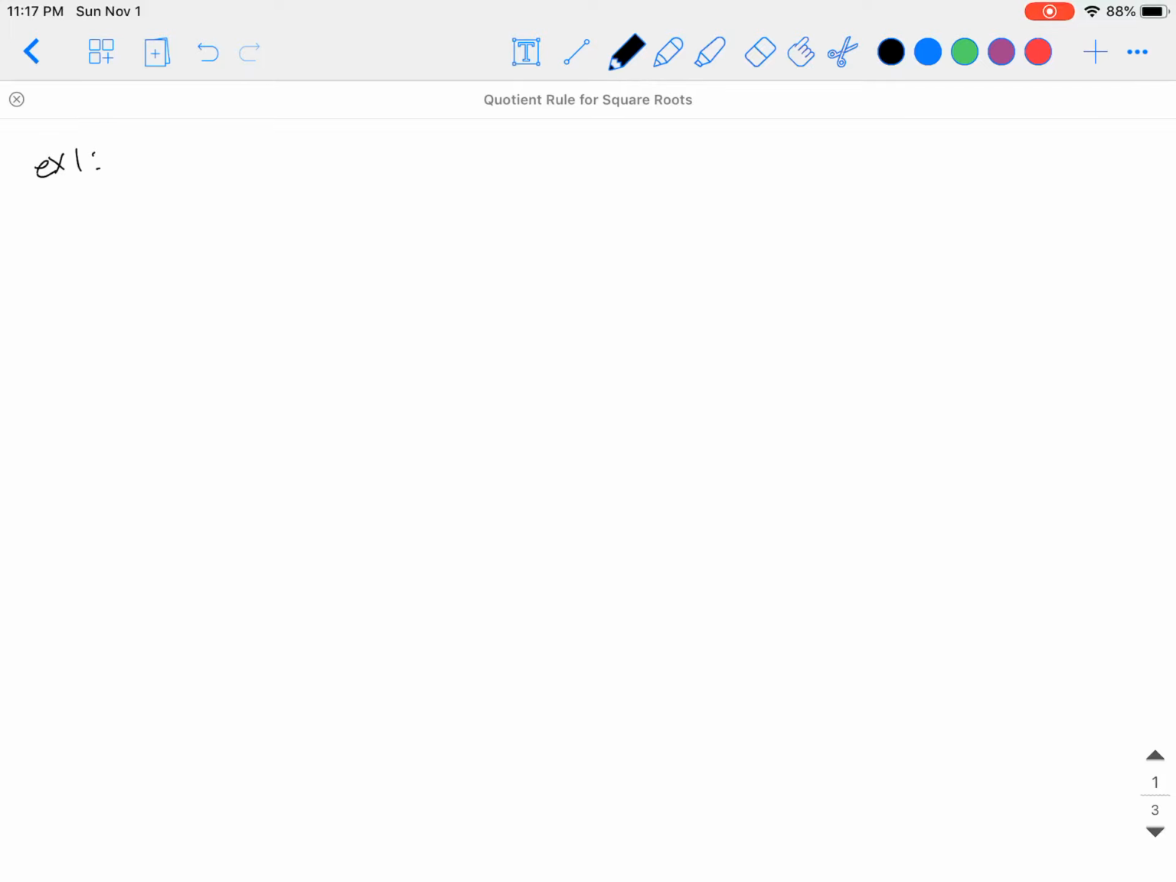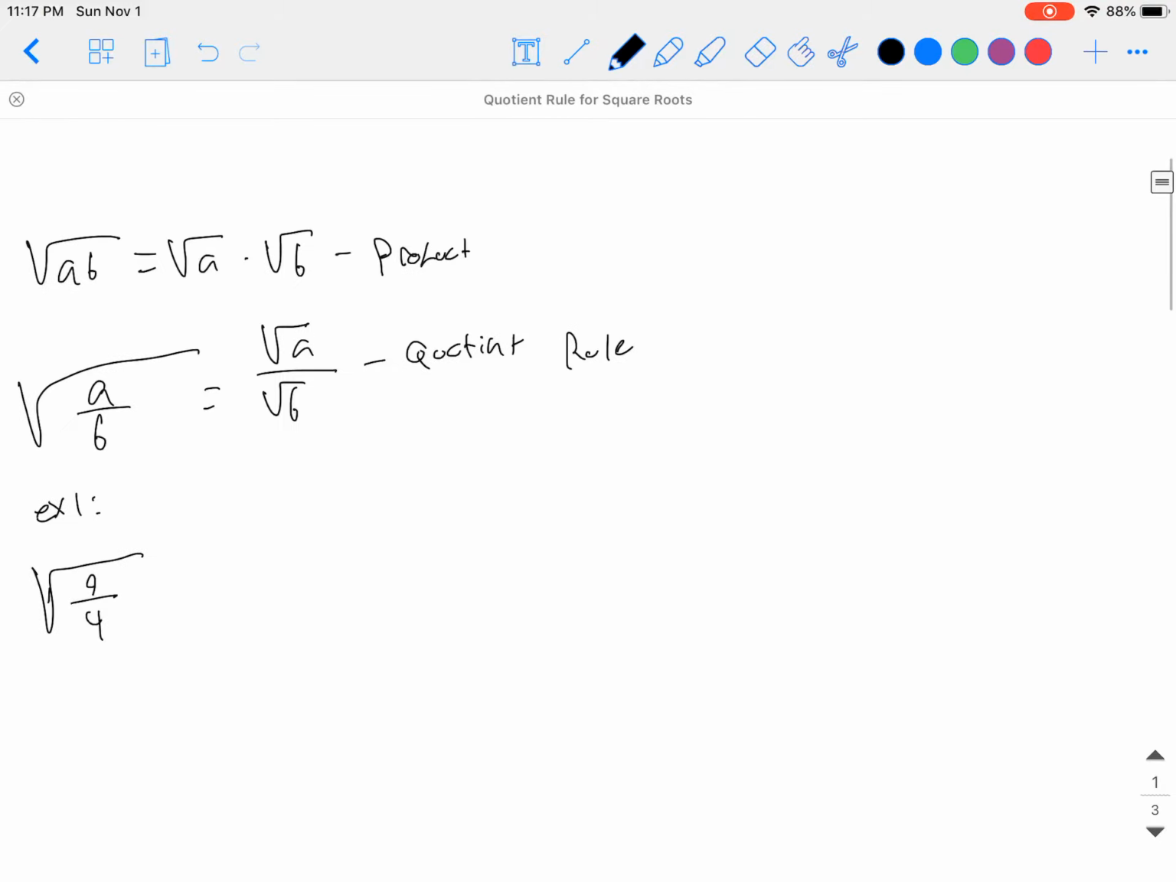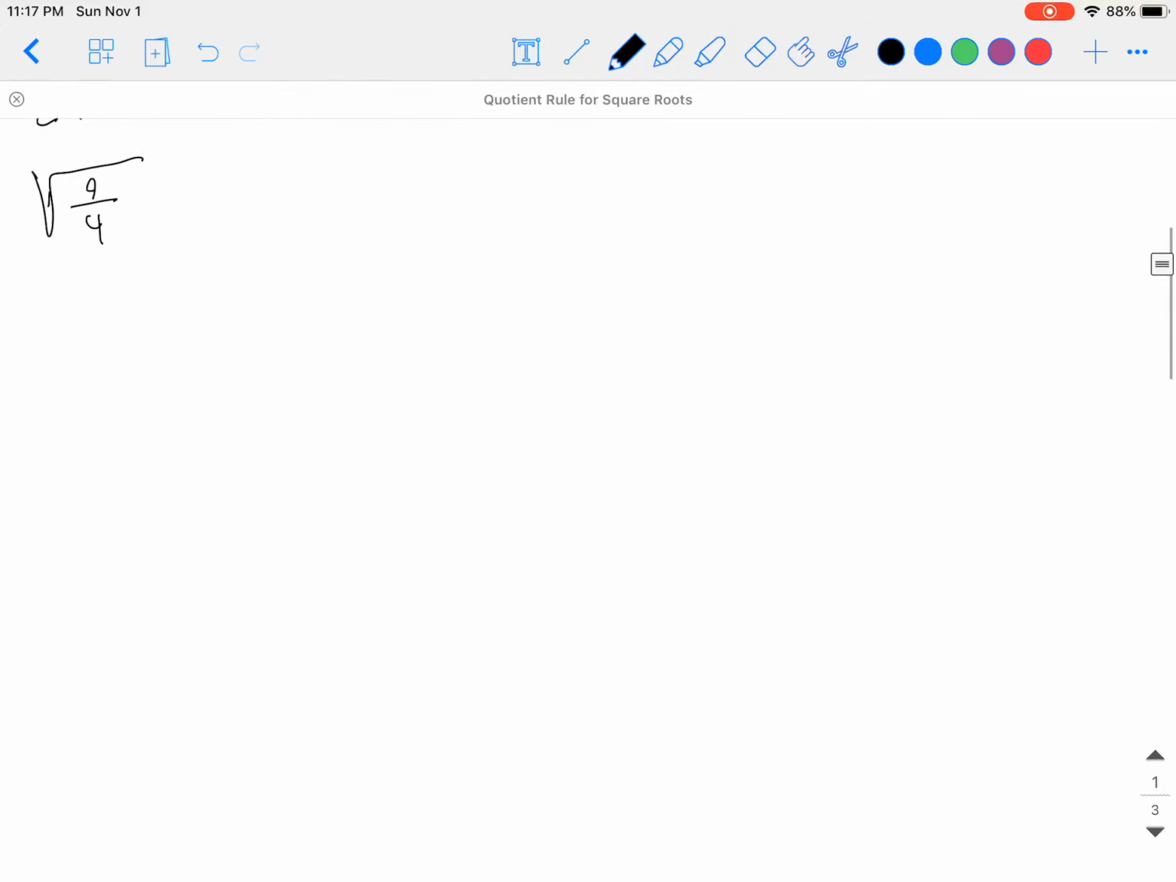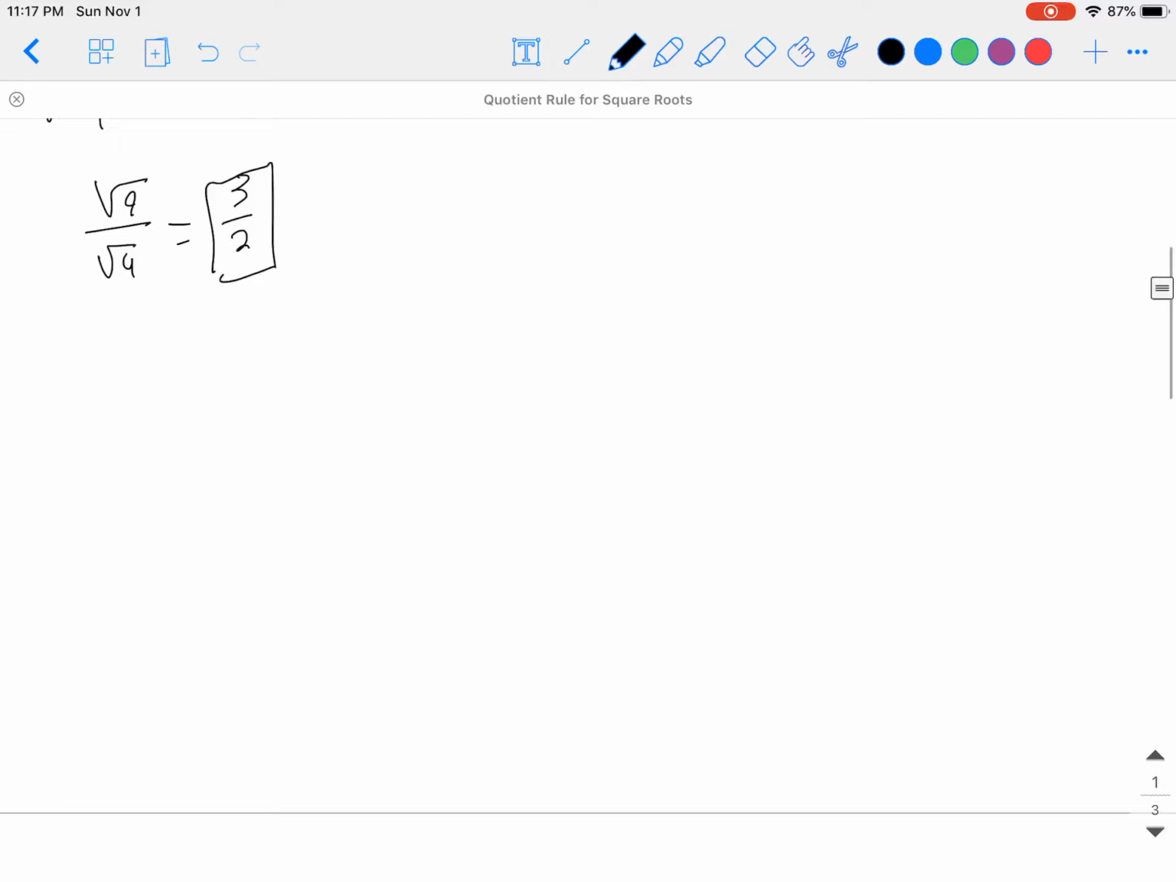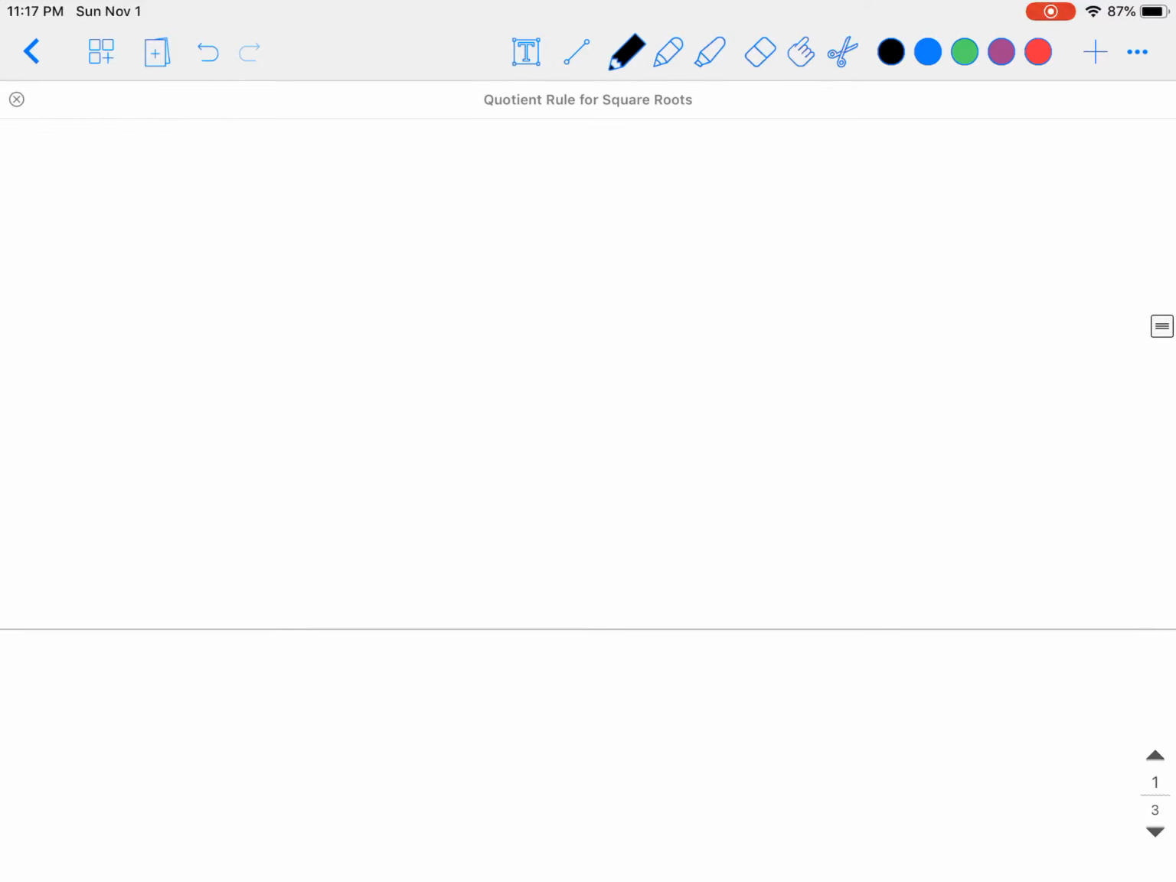So first, we have a simple one. We're going to do the square root of 9 over 4. So if we follow the formula exactly as it shows, we can reduce this into the square root of 9 divided by the square root of 4. The square root of 9 is equal to 3, and the square root of 4 is equal to 2, giving us the final answer. Alright, now again, that was a simple example with real numbers, and now let's move on to variables.